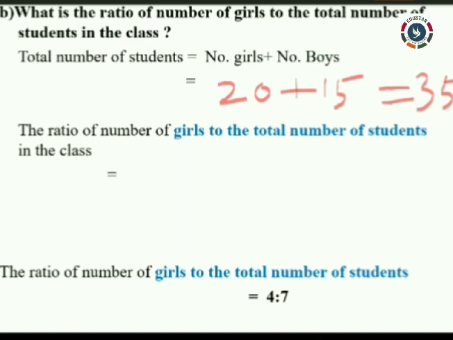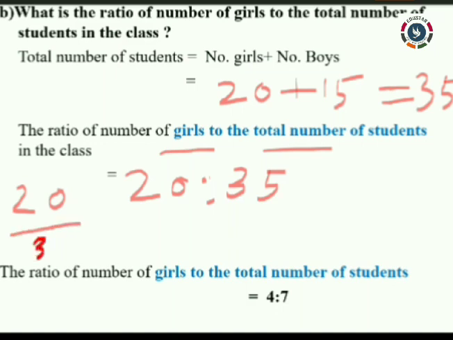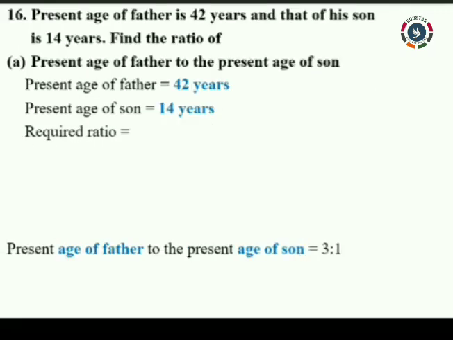Now you have to find the ratio of the number of girls to the total number of students. Number of girls is 20 and total number of students is 35. Now you have to reduce 20 by 35. Both are divisible by 5. So 4 fives are 20 and 7 fives are 35. How will you write the ratio for this? 4 is to 7. So the ratio of the number of girls to the total number of students is 4 is to 7.